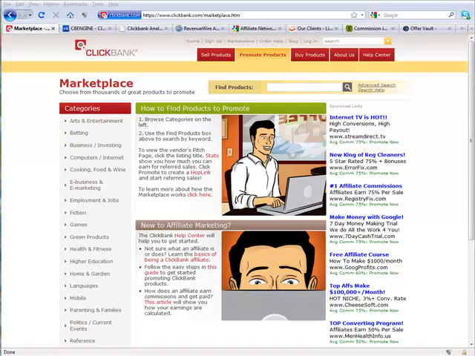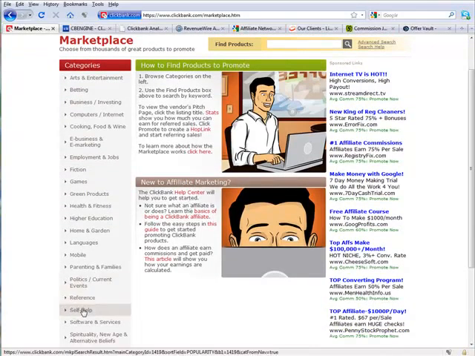So the first site that we're going to look at is ClickBank. Now ClickBank is probably one of the most well-known affiliate networks online, and they list all of their products in their ClickBank marketplace. So you go to clickbank.com/marketplace.htm and you'll see a page that looks similar to this one. And what you're going to do is, honestly, just go through the different categories. So what I'm going to do here is look at the self-help category.